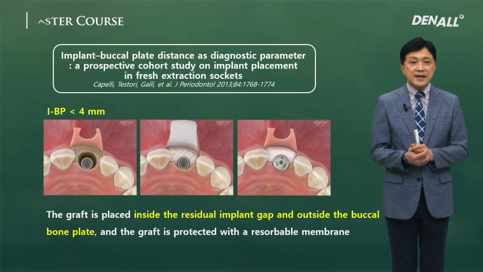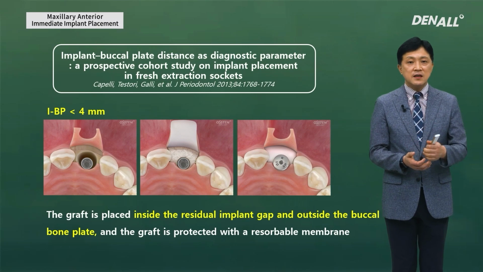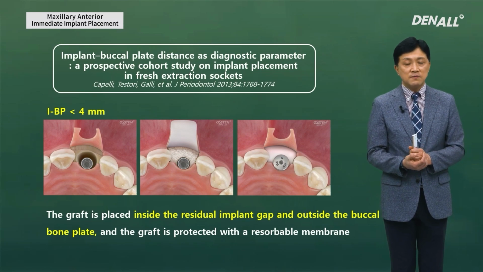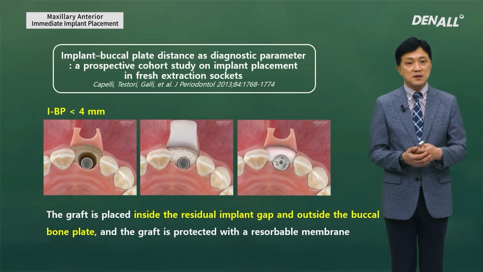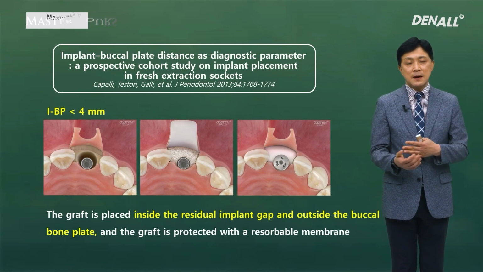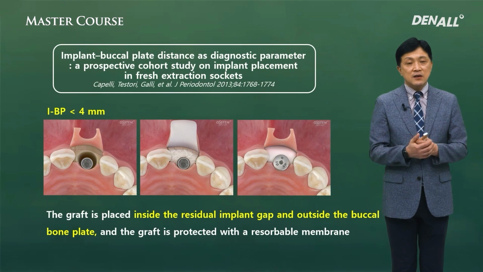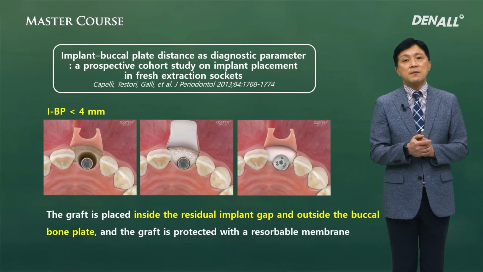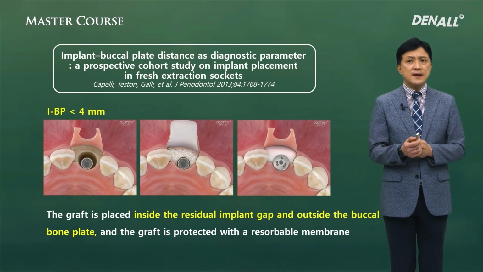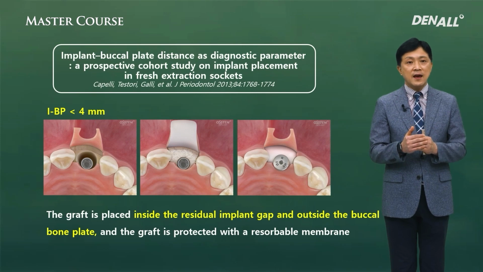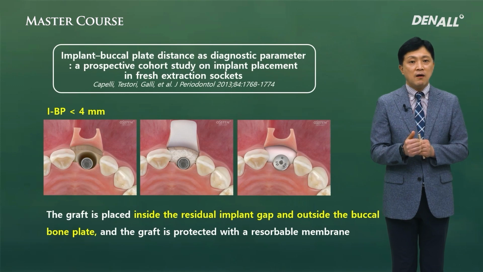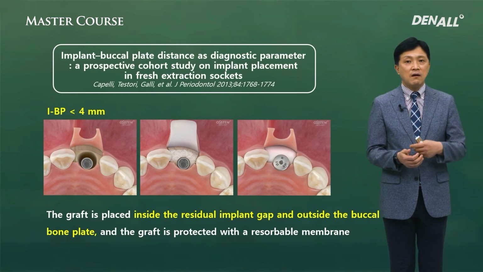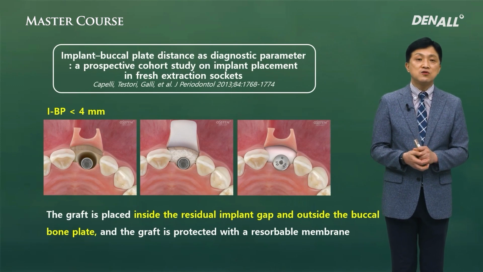If it is less than 4 millimeters, internal and external socket grafts need to be done at the same time. That means when IBP is less than 4 millimeters, an implant can be involved or included in the remodeling of the bone during healing. So external socket graft should be done to augment the labial bone.